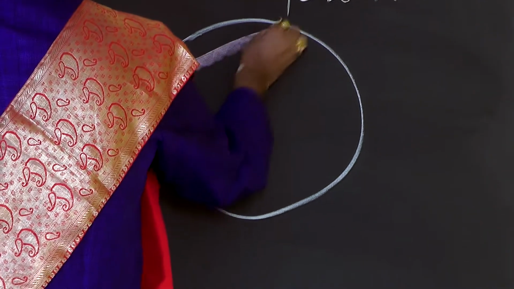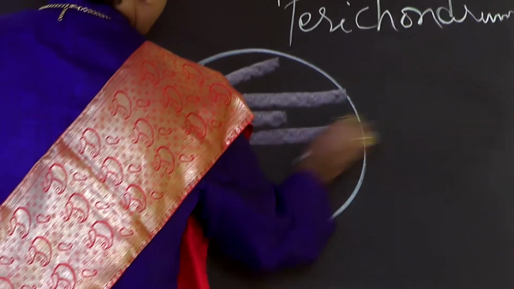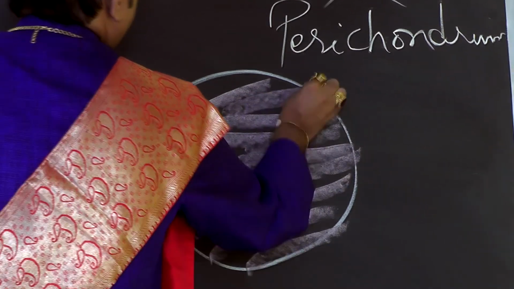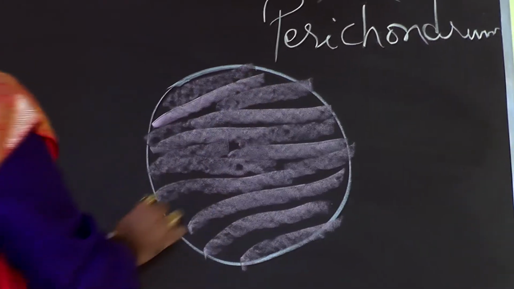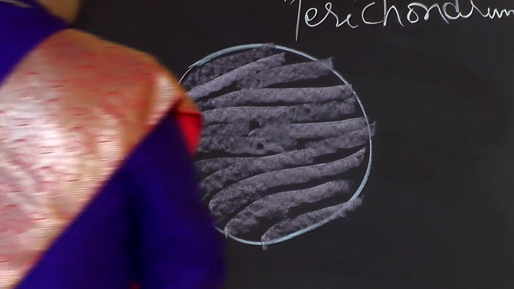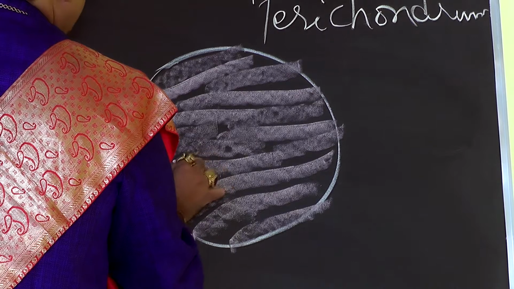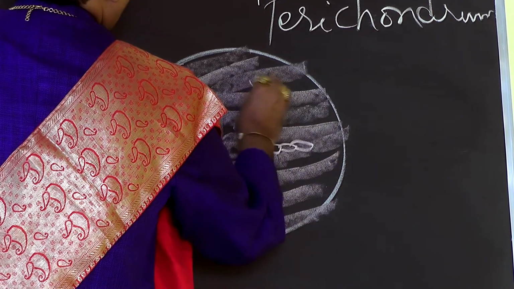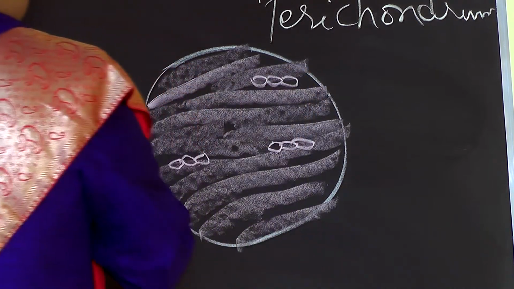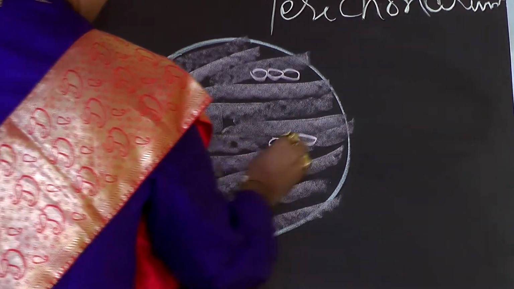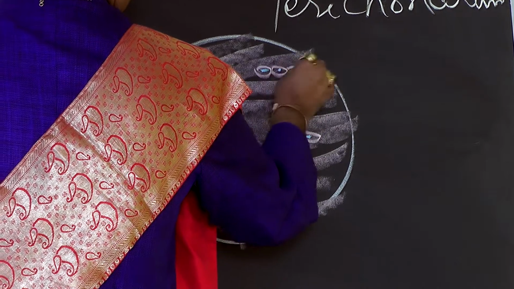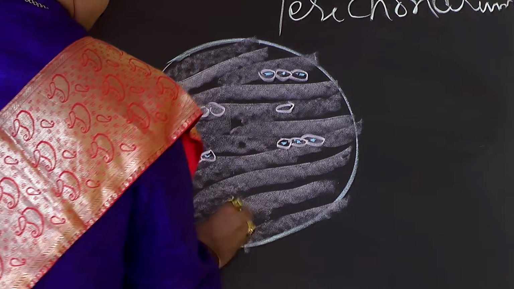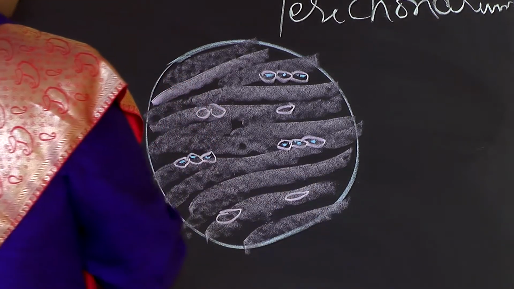These are all the bundles of collagen fibers, very thick and very dense. Interspersed between these bundles of collagen, you have the cartilaginous cells, which have their capsules. These are the chondrocytes that are present within the fibrous cartilage.